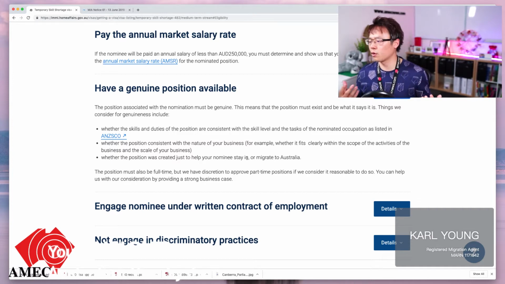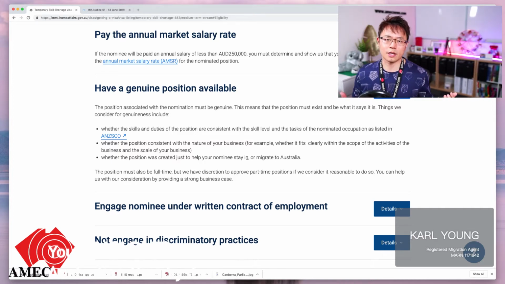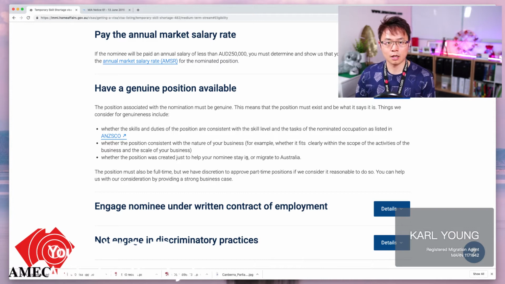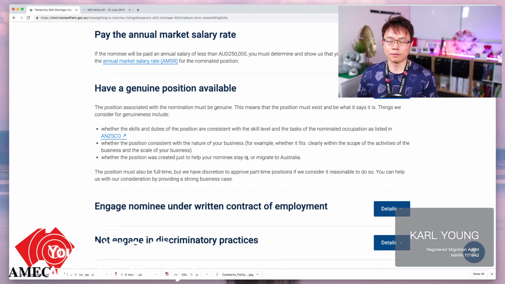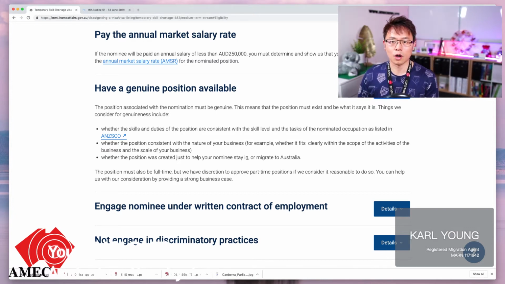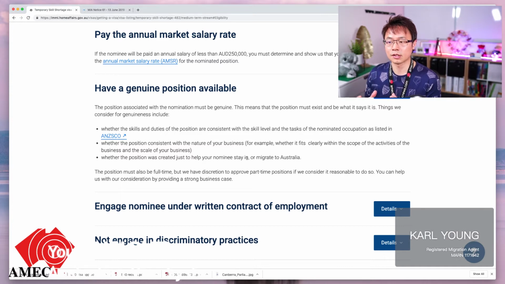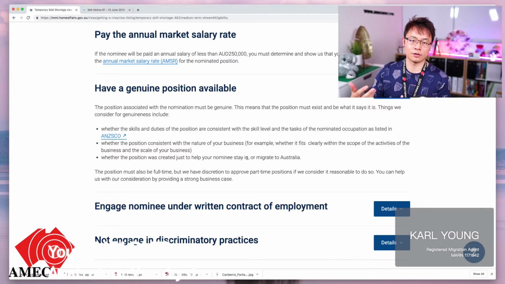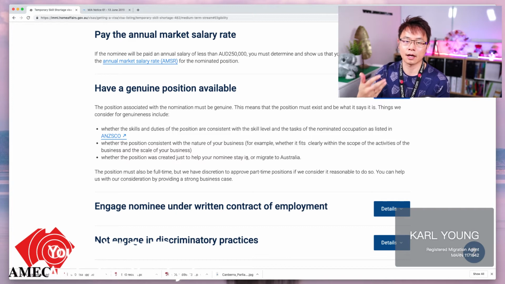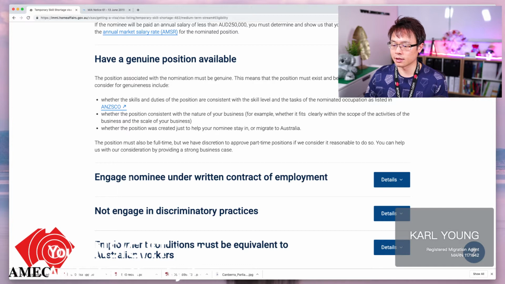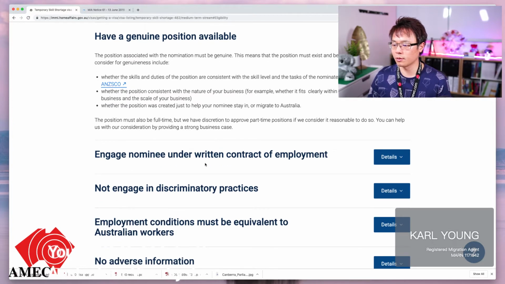But there's always a question saying, look, what if there's an expansion of business coming up and you require a further role? Then obviously an additional report is required to be conducted and submitted, showing that in your area, for that particular section of business, that kind of position is generally required and you cannot find that kind of skilled worker in the region. Okay, now obviously the next one is engage normally under a written contract.